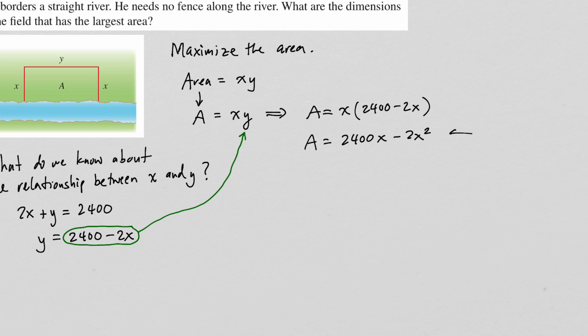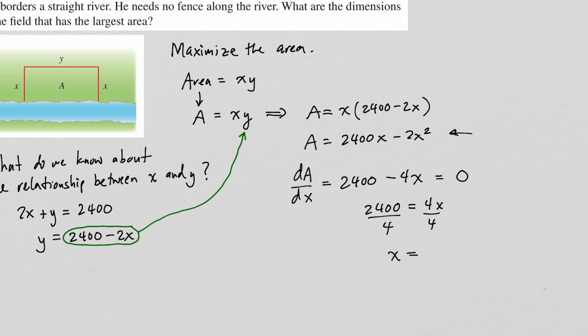And if I wish to maximize the area, I know I need to take the derivative of the area with respect to x, which is 2400 minus 4x. And if I'm looking for a maximum, I'm going to set that equal to 0 and then solve for x. And in this case, this is really simple to do. When you solve for x here, you're going to get x equals 600.